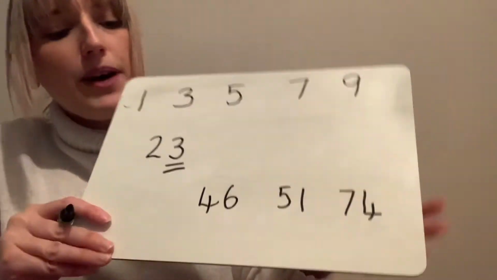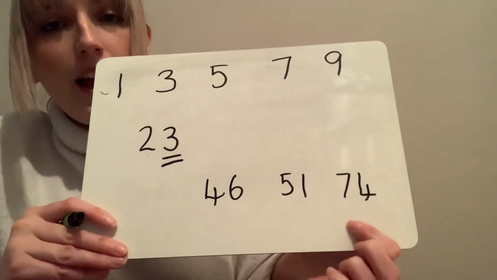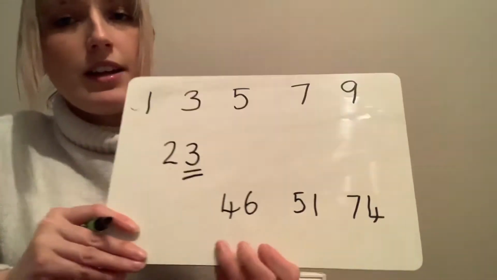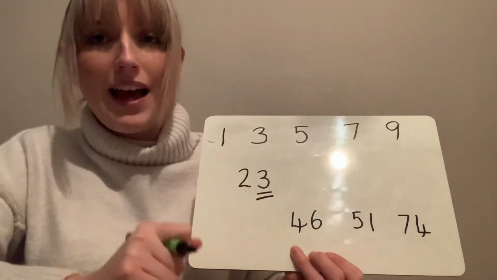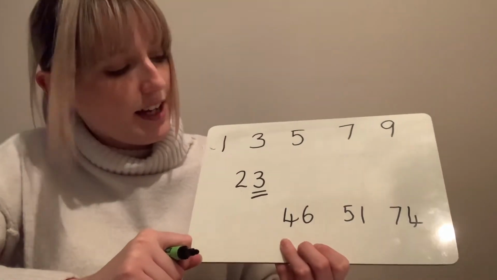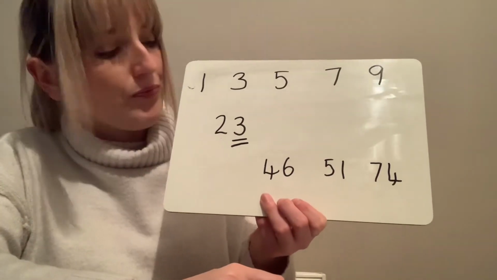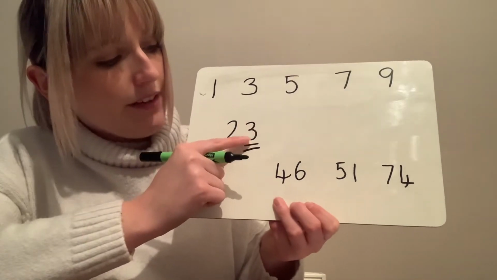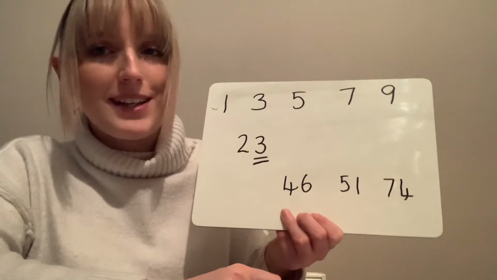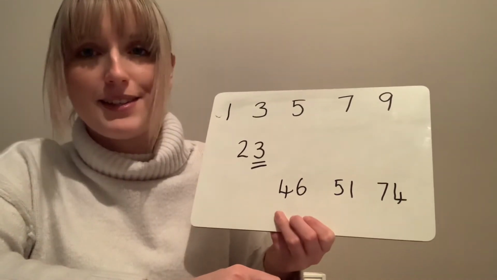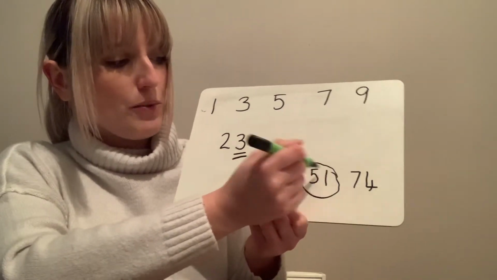Okay, so let me write some numbers down and see if you know which one is odd. Okay, so I've got the numbers 46, 51 and 74. Now remember in our poem, 1, 3, 5, 7, 9, I like odd numbers all the time. Can you figure out which number is odd? Okay, remembering that it's the last digit that's important. So pause the video now and tell your adult what you think it is. And well done if you chose the number 51.